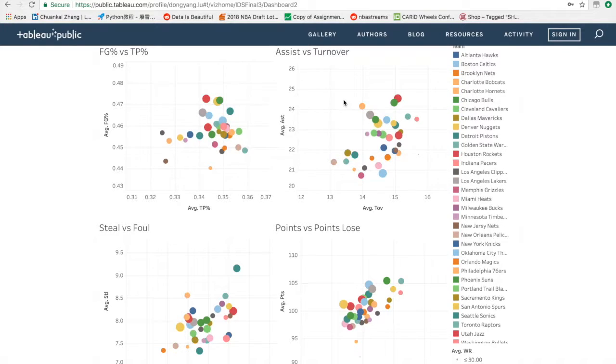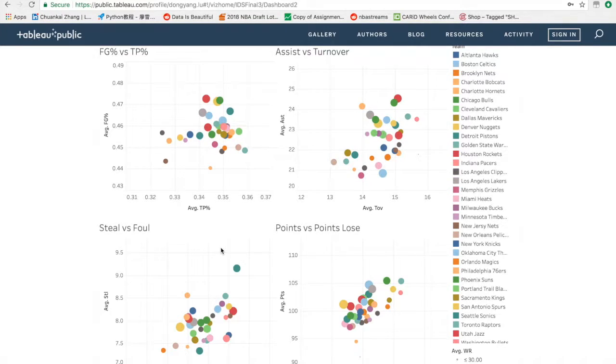The second, third, and fourth graph tell us about each team's playing style. In the second graph, we can see that each team that shares the ball, indicated by a higher assist-turnover ratio, tends to win more games.